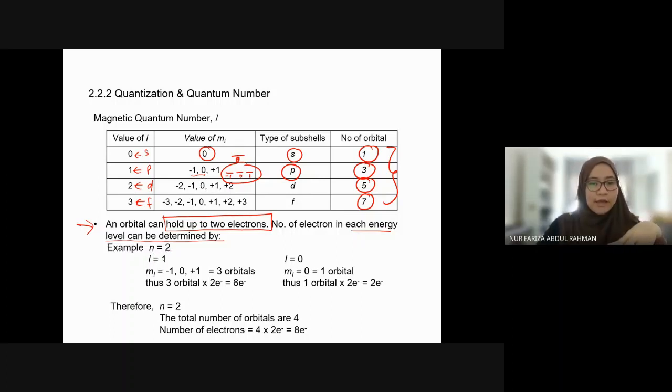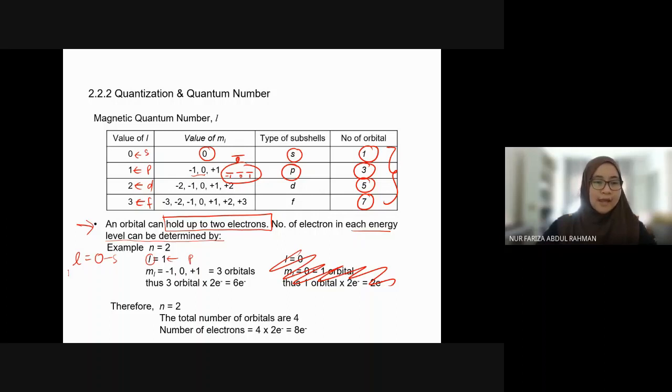L, for L we have ni kan. Patutnya kita kena kosong dulu lah. Jadi kena switch the other side. Okay, we're gonna start with 0 first lah. But based on what we have here, saya nak buat juga dekat sini. Okay, so L is equal to 0, and then L is also equal to 1. So for n is equal to 2, we have S orbital and also P orbital.